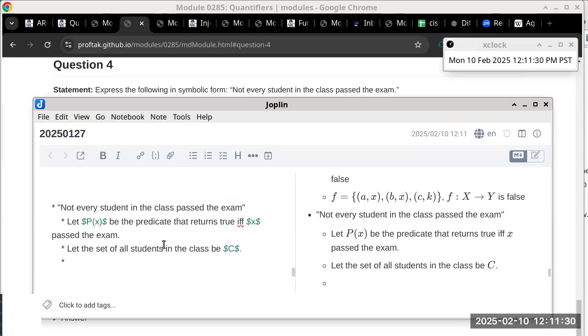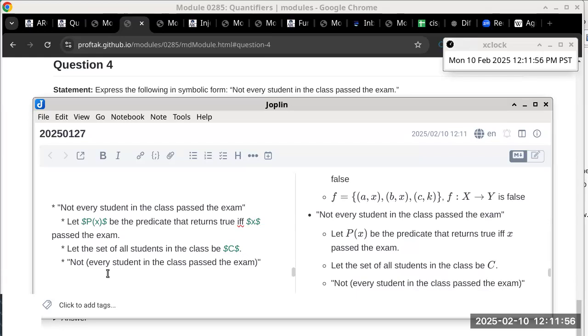Okay, so now the question is, how do we express the sentence of not every student in the class passed the exam? The problem with natural language is the nesting is not always obvious. In this case, we basically say it is not the case that every student in the class passed the exam.